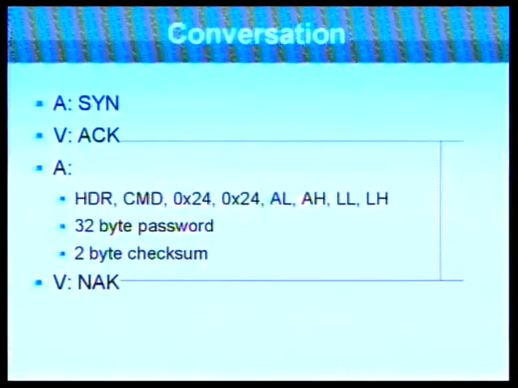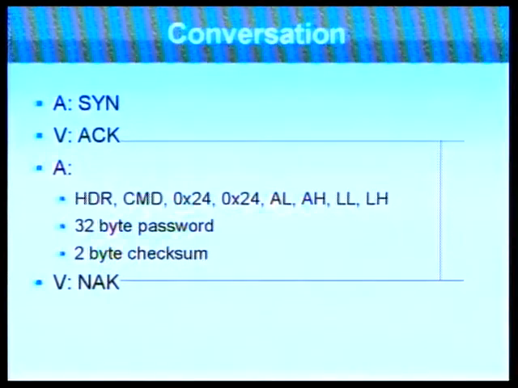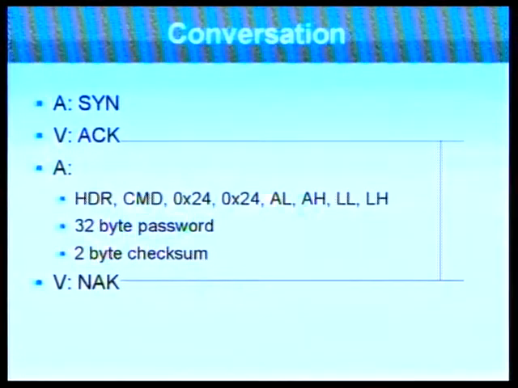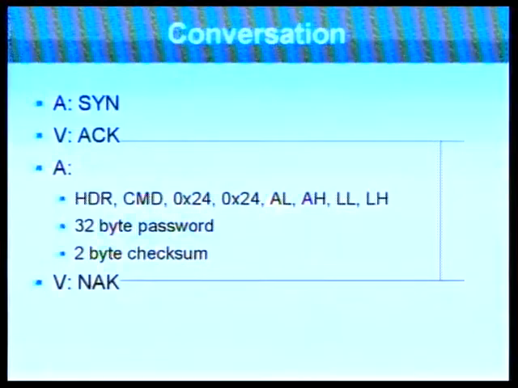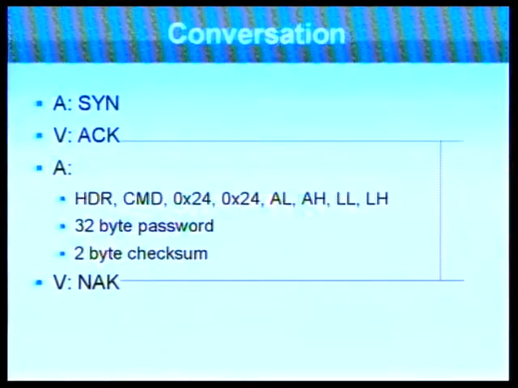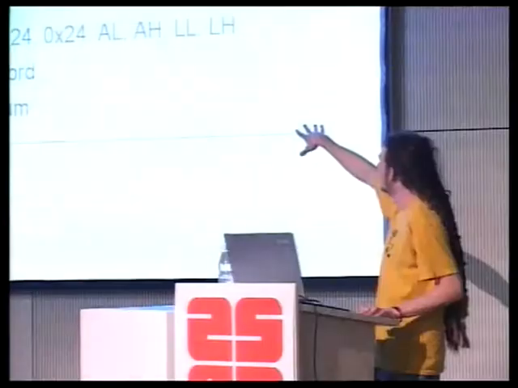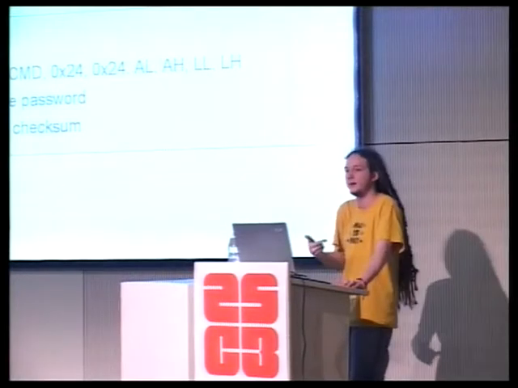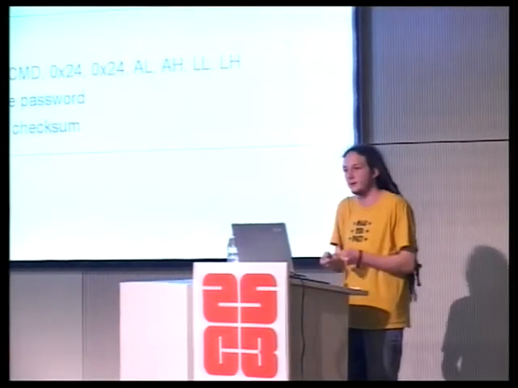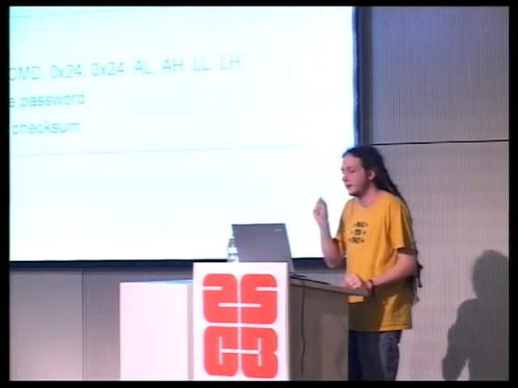So the conversation will look like this. You have a SYN message from the attacker, that's 0x80. The victim will acknowledge with 0x90. Then you'll have the packets of the attack frame. This begins with a header, a command byte, then you've got lengths, you've got 4 bytes that don't matter, and after the LH is when your password begins. And you have to begin doing your weird timing with the password.